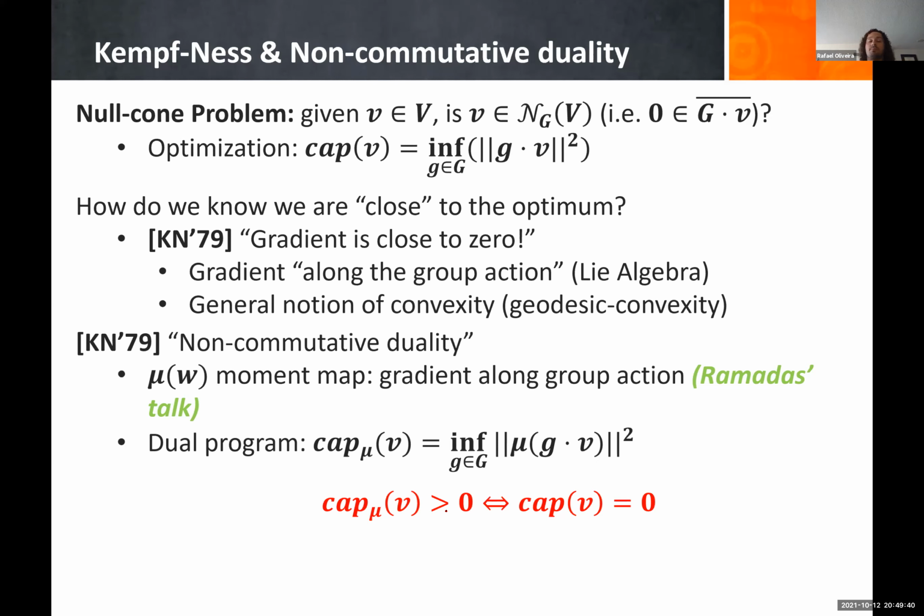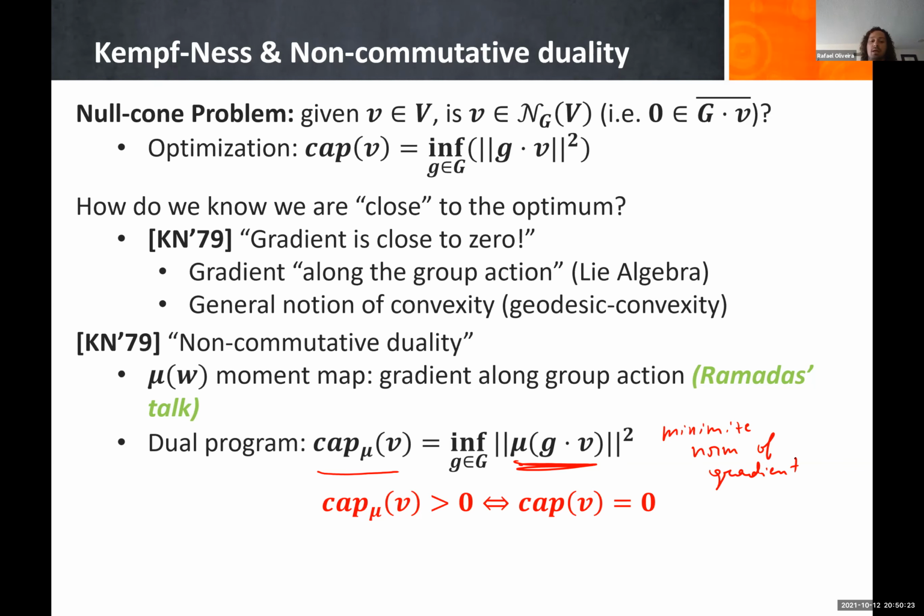So if you remember from Ramadas's talks, we have that the moment map is this gradient along the group action. And therefore, we can create this dual program. Because now we have the capacity, which is the minimization of the norm. But now we have the dual program, which is, let's actually minimize the norm of the gradient. So this is a different problem.